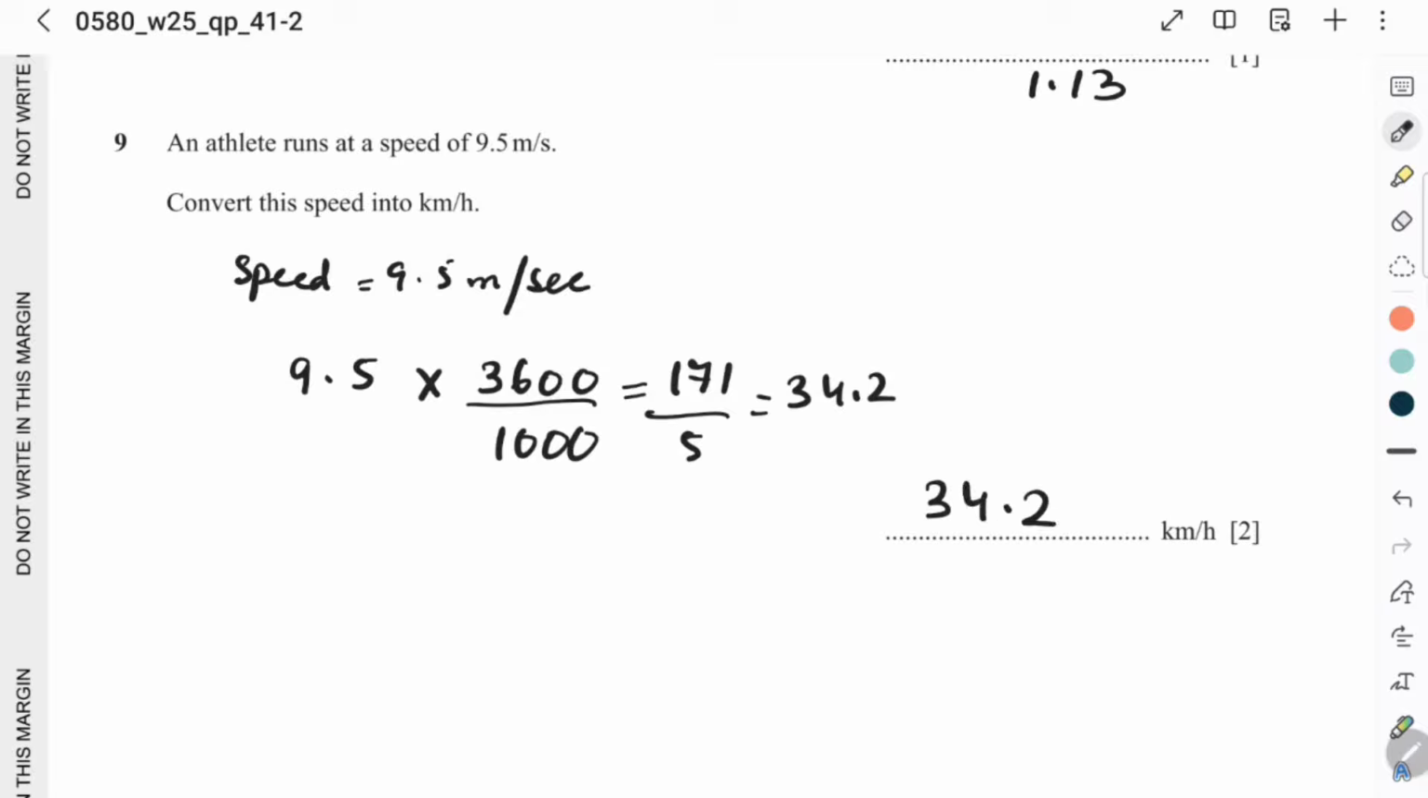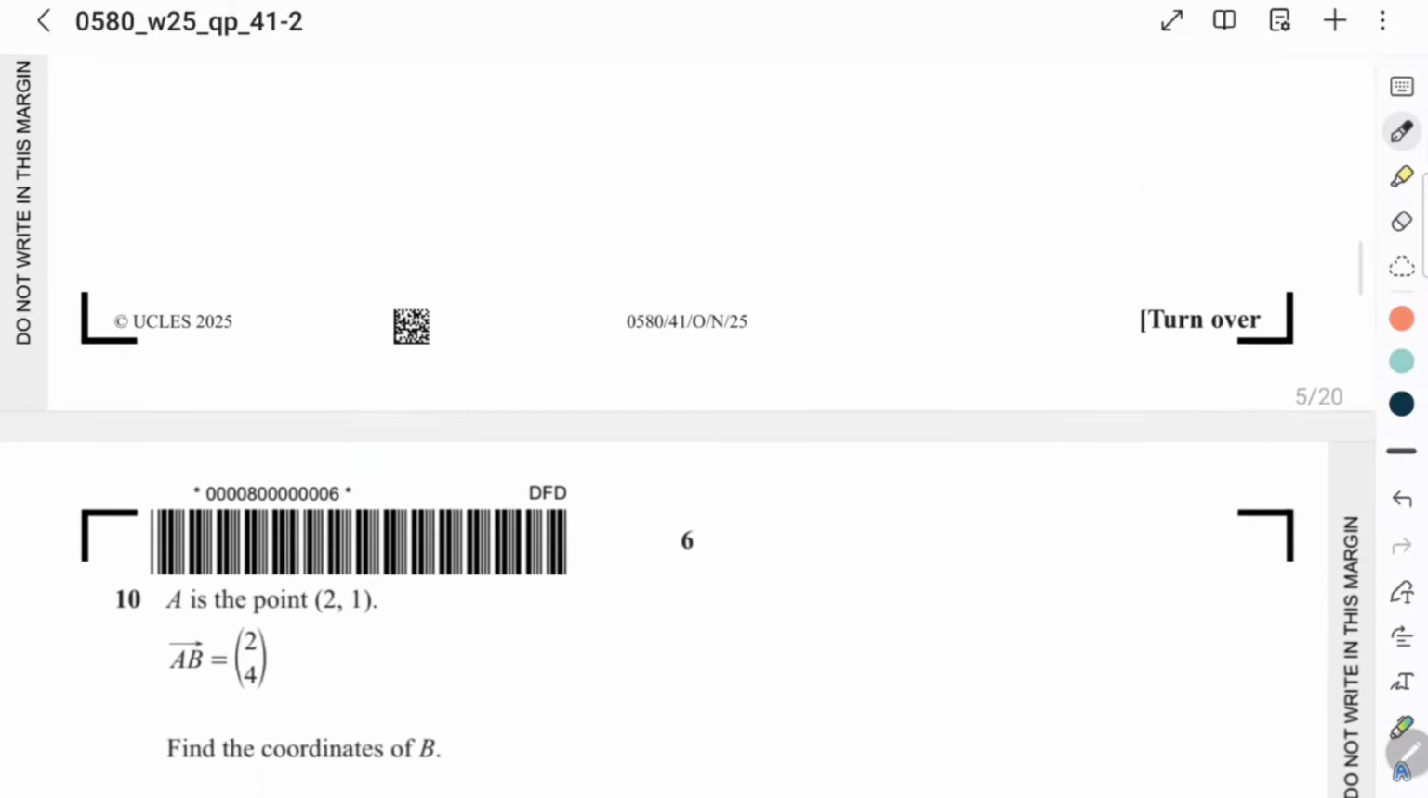34.2. Remember, whenever you have to change kilometers per hour into meters per second, then in that case you multiply by 1000 upon 3600, and for meters per second to kilometers per hour, 3600 upon 1000, because for meters to kilometers you divide by 1000, and for seconds to hours, you divide by 60 times 60. So that's why 3600 upon 1000.